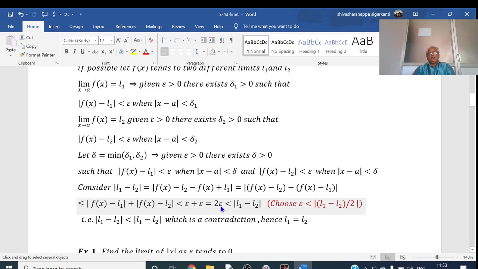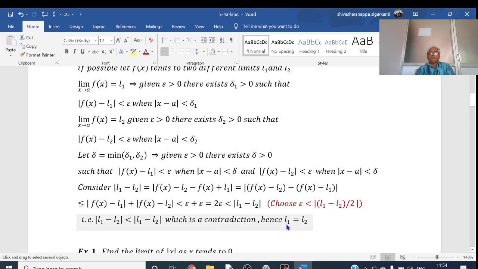Now here epsilon is arbitrary, I can choose as I wish. I will choose epsilon to be less than mod of L1 minus L2 by 2. And if I choose this epsilon less than mod of L1 minus L2 by 2, then what I am getting is this quantity is less than mod of L1 minus L2. So finally, what I am getting is mod L1 minus L2 is less than mod L1 minus L2. This is not possible. That is, a is less than a is not possible, 10 is less than 10 is not possible. So I am getting a contradiction here.